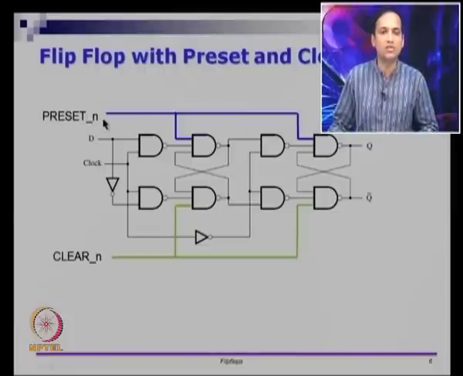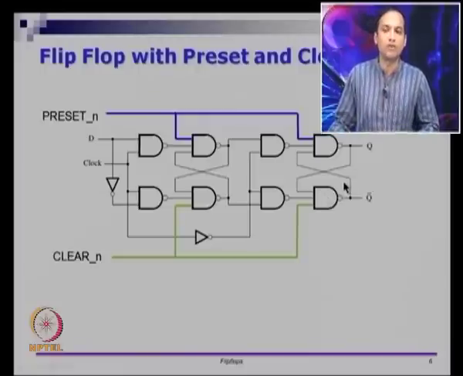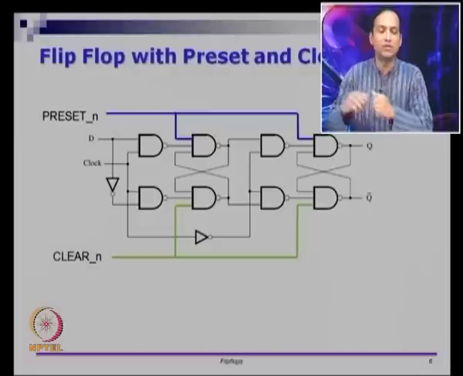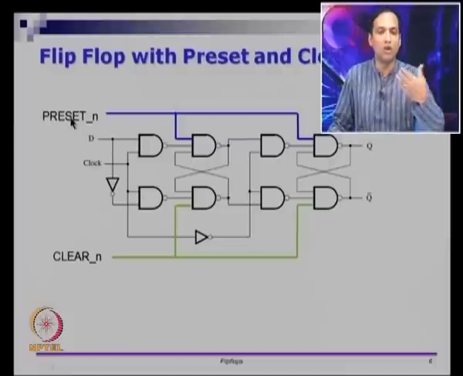When you say preset underscore n, what we mean is, if this line preset n is 0, then Q should be 1. If preset n is 1, then the circuit should work as it is. Similarly for clear, if clear is 1, Q should go to 0. If clear is 0, then the circuit works as it is. That is the usual meaning of preset and clear. Preset means set the value of the flip flop to 1 and clear means set it to 0. Only that when you put underscore n, it means we are using preset bar and clear bar. So, when preset bar is 0, it means preset is 1, we want the circuit to be preset.